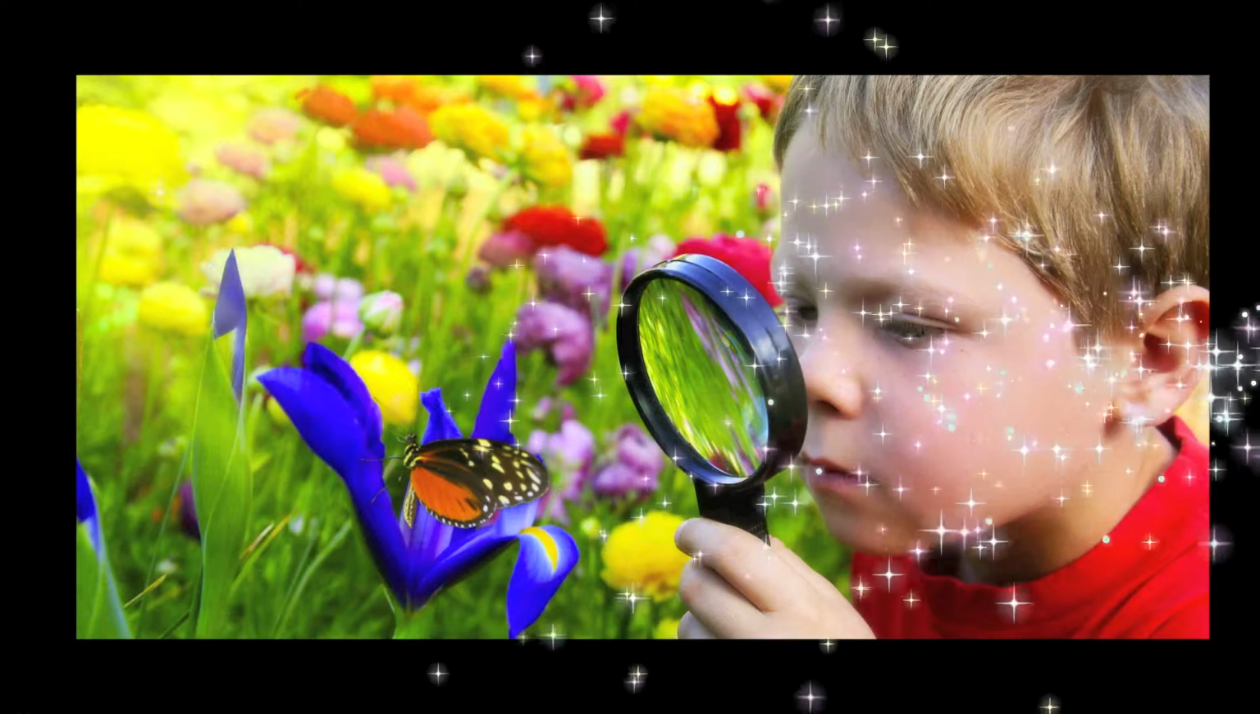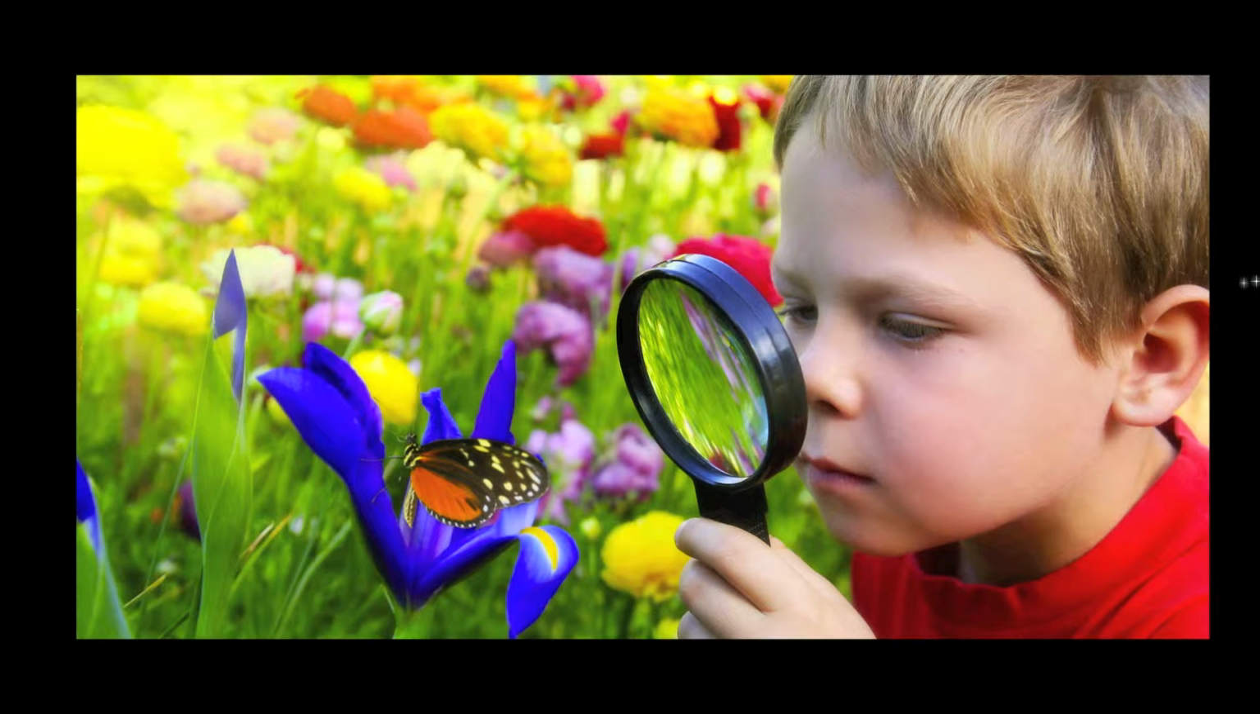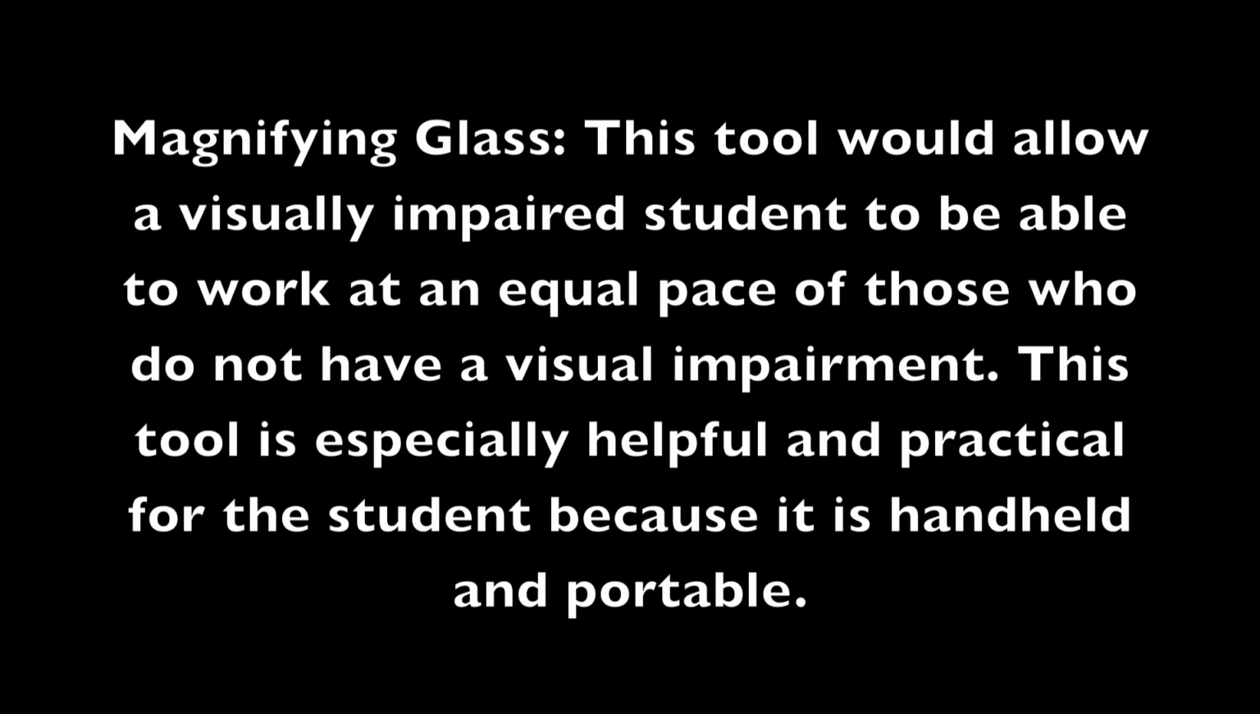An example of a low assistive technology device would be a handheld magnifier for a student with visual impairments. This simple device would allow the student to follow along easier when the class is reading together. The magnifying glass is such a simple tool that allows visually impaired students to work at an equal pace of those around them. This tool is especially helpful and practical because it is handheld and portable.